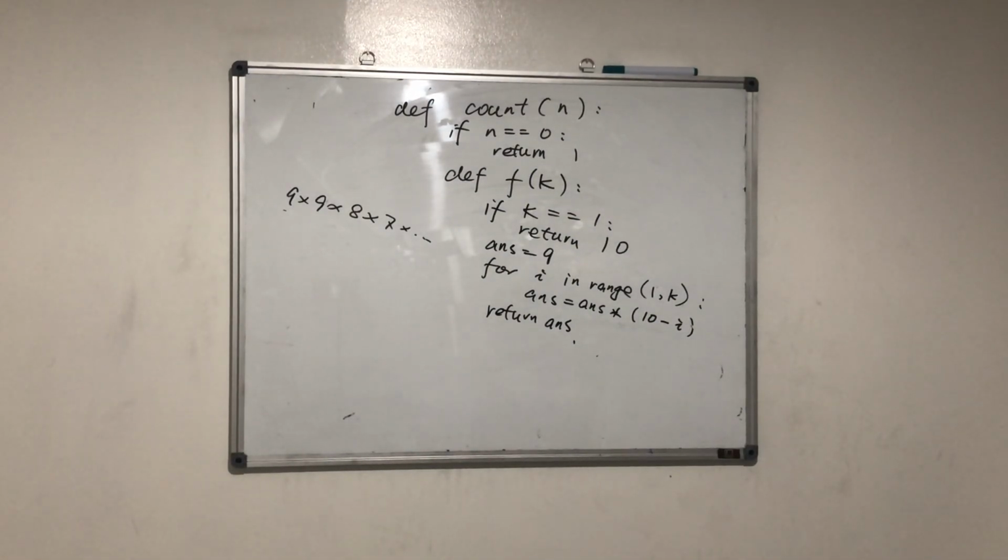Because we want to calculate f, the number of digits. Fk is the number of k-digit numbers with unique digits. So this function will return the number of numbers with unique digits for k-digit numbers. Okay, it's a bit tricky.